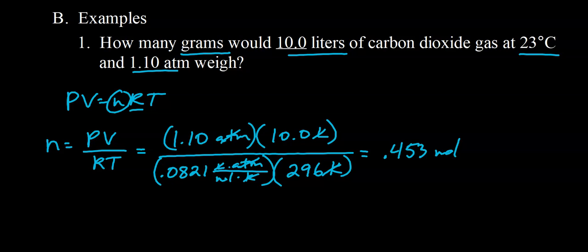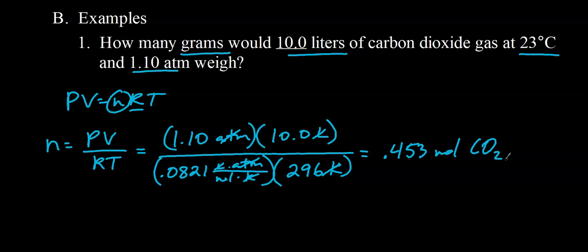Now, something that's very important to understand, not so much in this one, but it will later, is what is it? So you get 0.453 moles. Moles of what? Well, what is the 1.10 atmospheres of pressure of? That's the pressure of the carbon dioxide. And what is the 10 liters of? That's 10 liters of carbon dioxide. 23 degrees Celsius, that's the temperature of the carbon dioxide. So when we plug all that stuff in, what we get is moles of carbon dioxide. All right, I'll let you finish this problem.